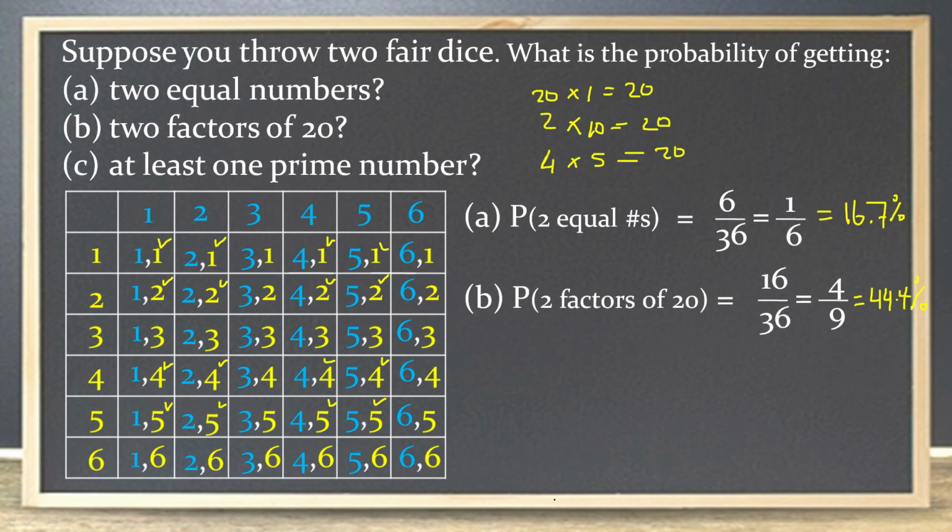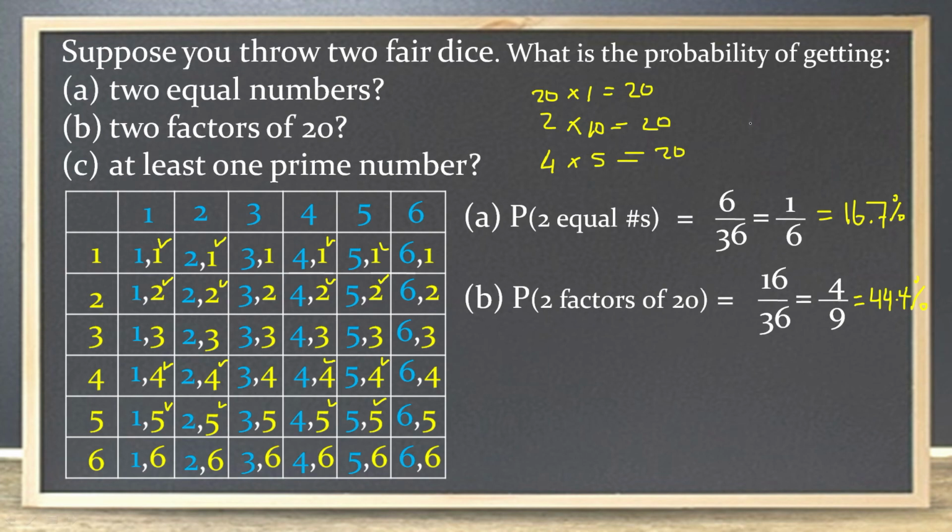Okay, so let us look at C. And C says at least one prime number. Okay, so what we need to do first is to know the prime numbers among these numbers. Okay, and we know prime numbers are numbers that have only two factors.